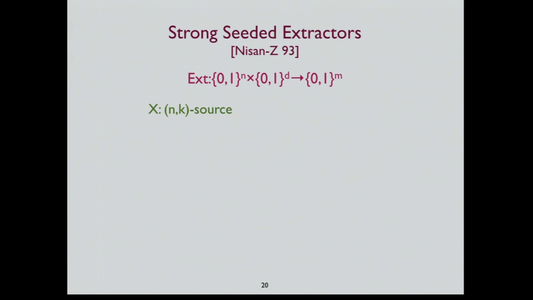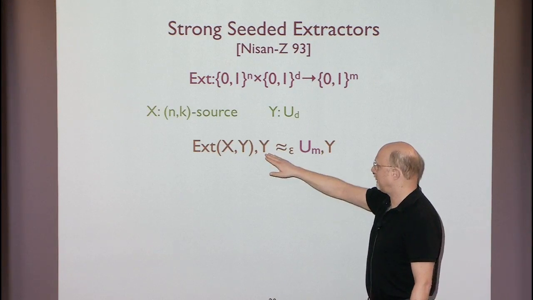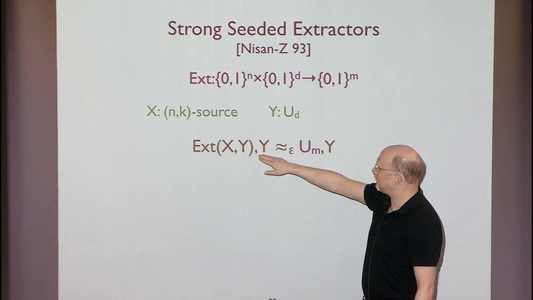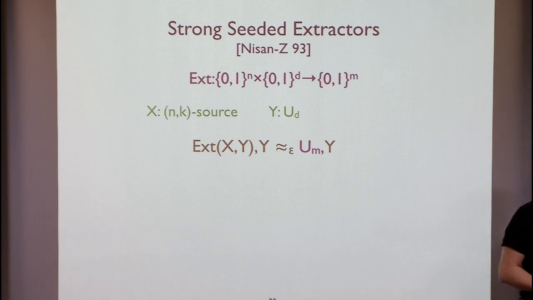So the first n bits are from a weakly random source. And Y, the seed, is going to be a uniformly random string. So D, think of D as much smaller than n. And a strong seeded extractor has the property that even conditioned on the seed Y, the extractor output is very close to uniform.